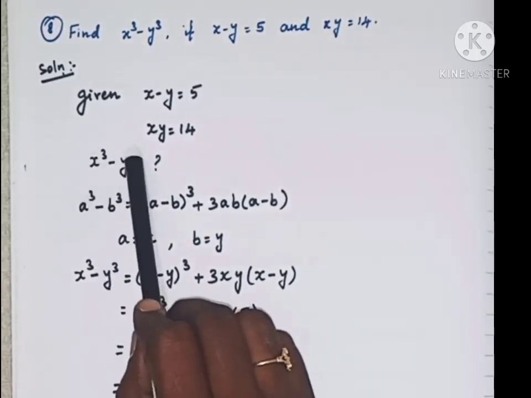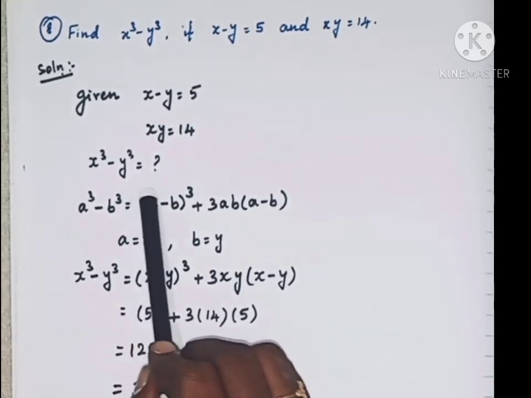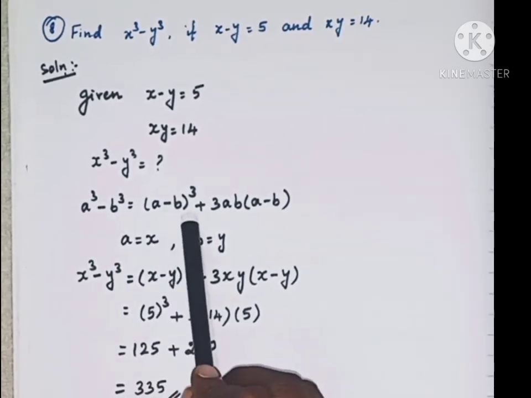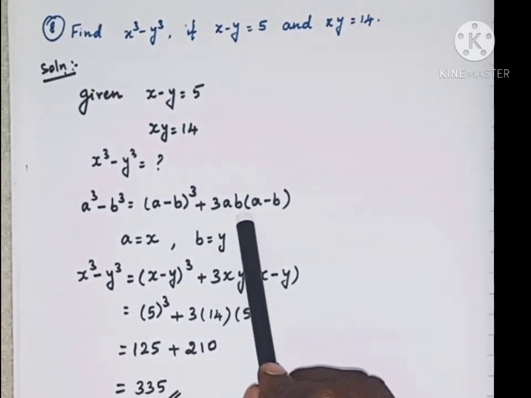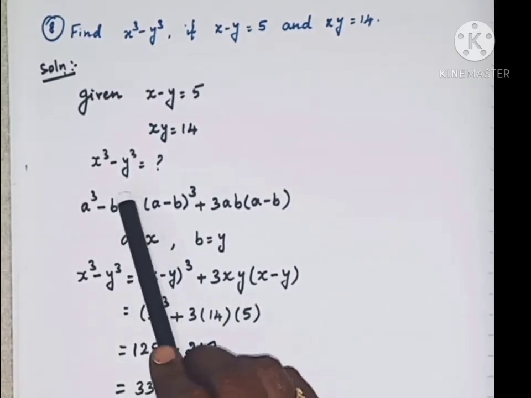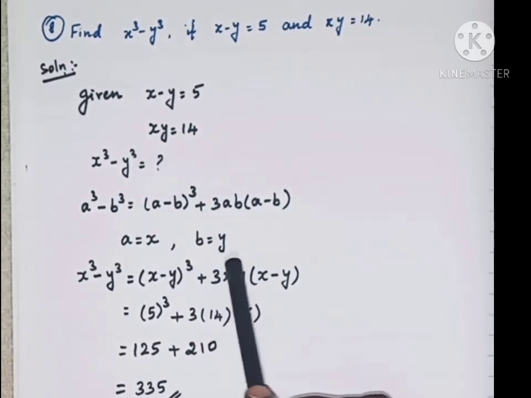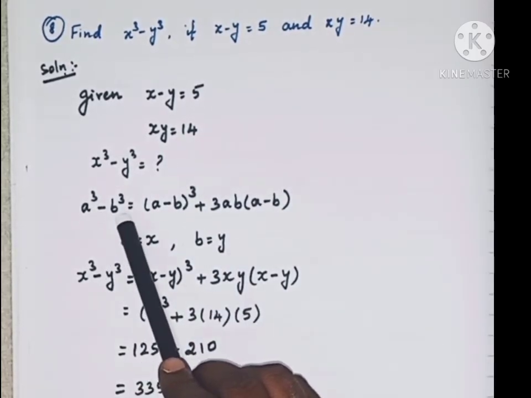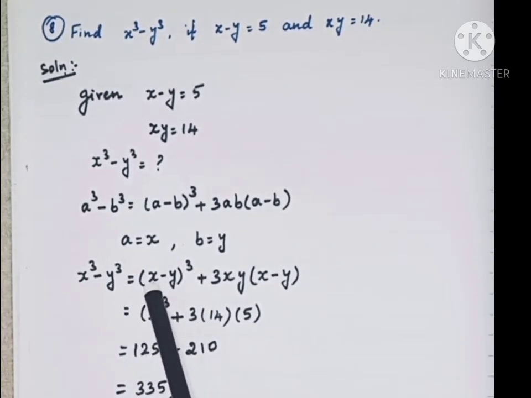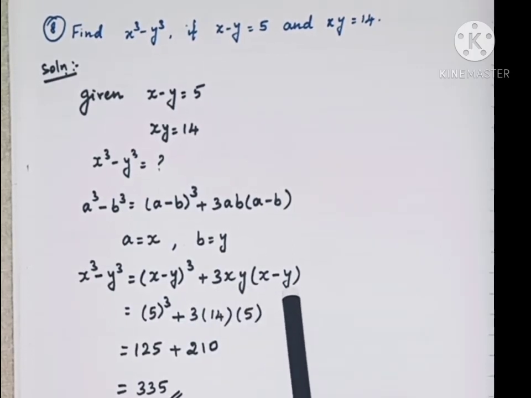So this problem is looking like the identity a cube minus b cube. We know a cube minus b cube is equal to a minus b the whole cube plus 3ab into a minus b. So here in the place of a we have to put x, and in the place of b we have to put y. So a cube minus b cube will become x cube minus y cube, which is equal to x minus y the whole cube plus 3xy into x minus y.